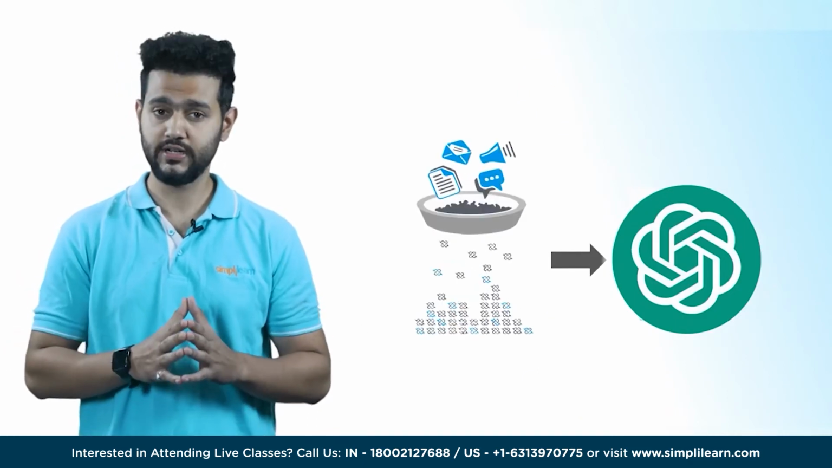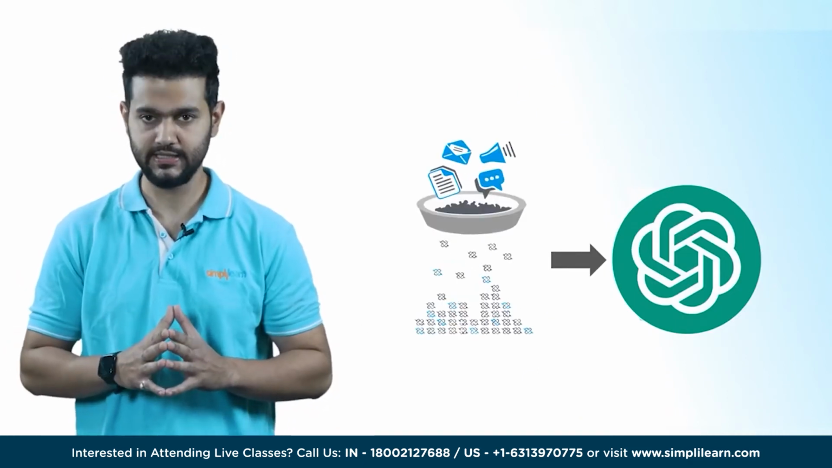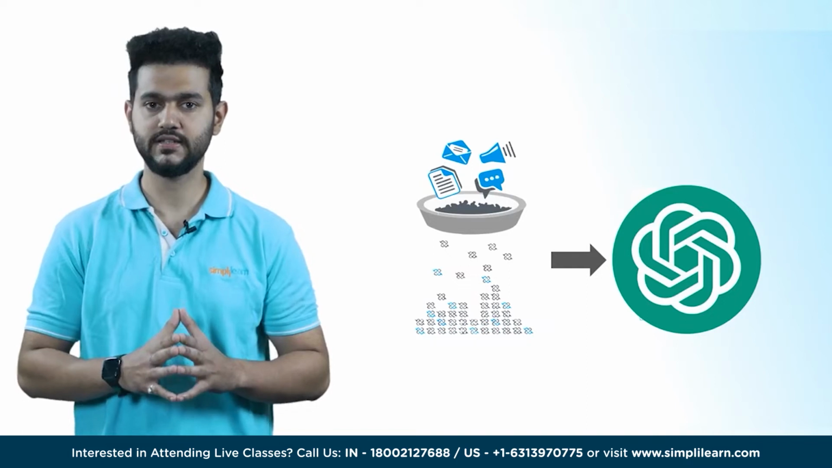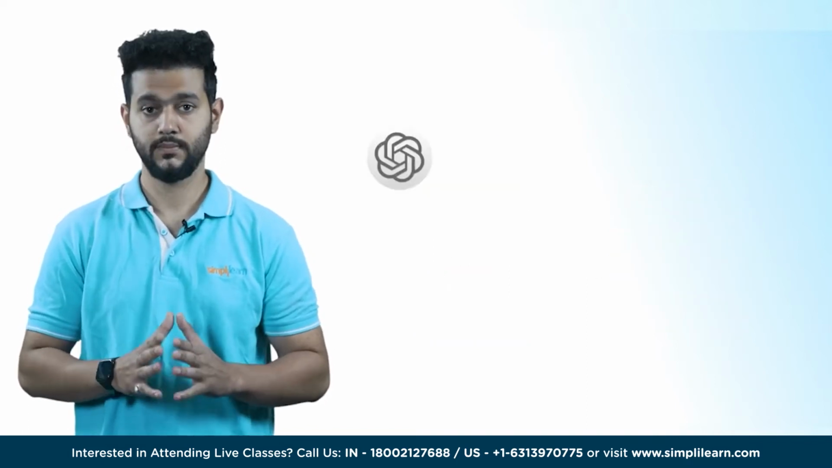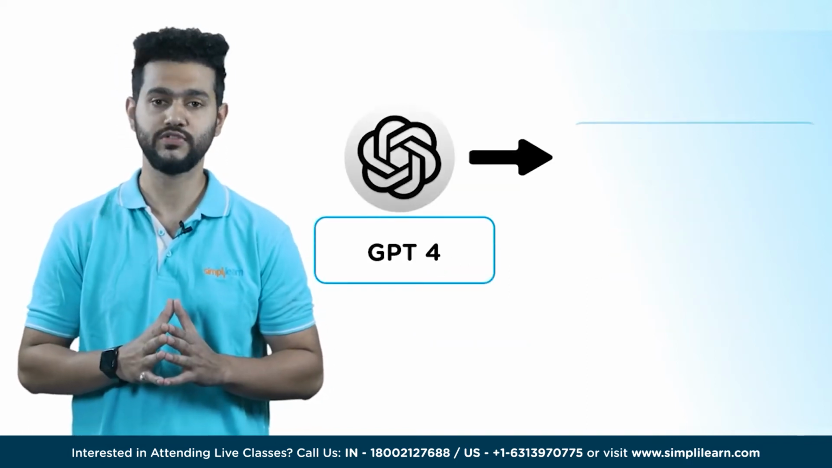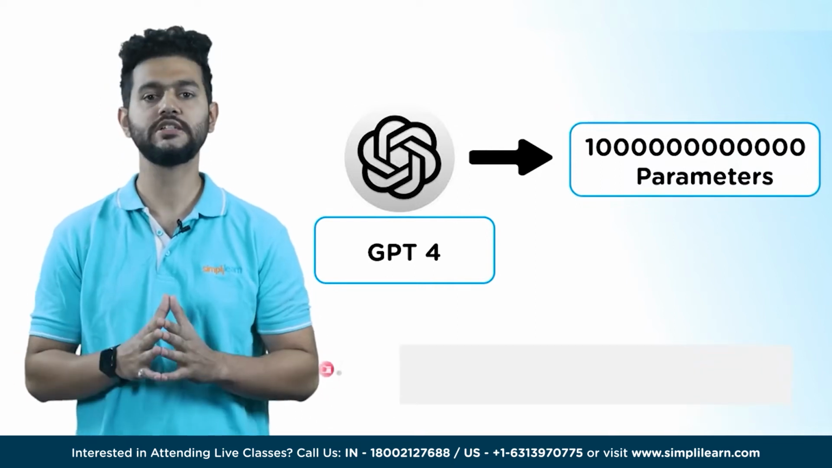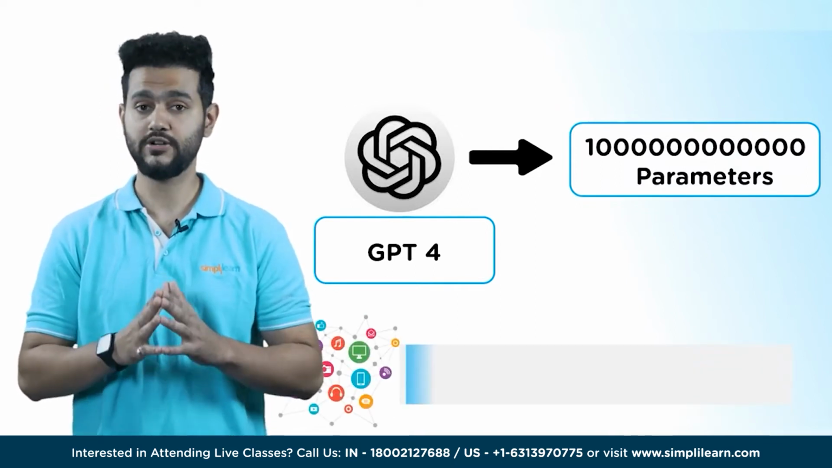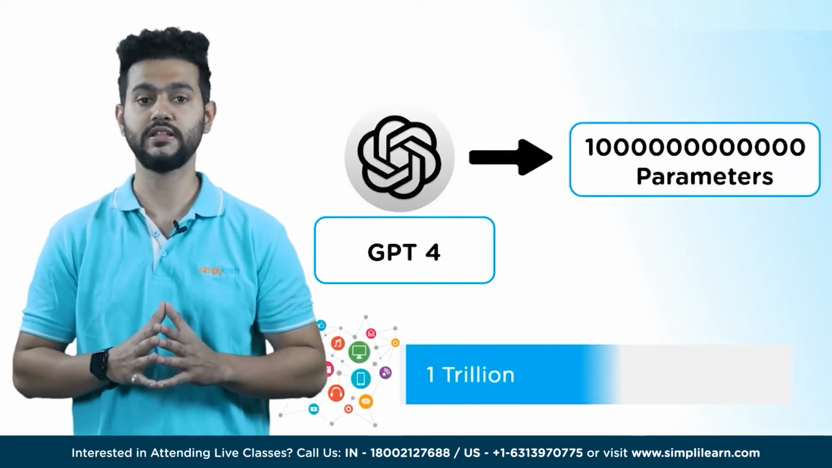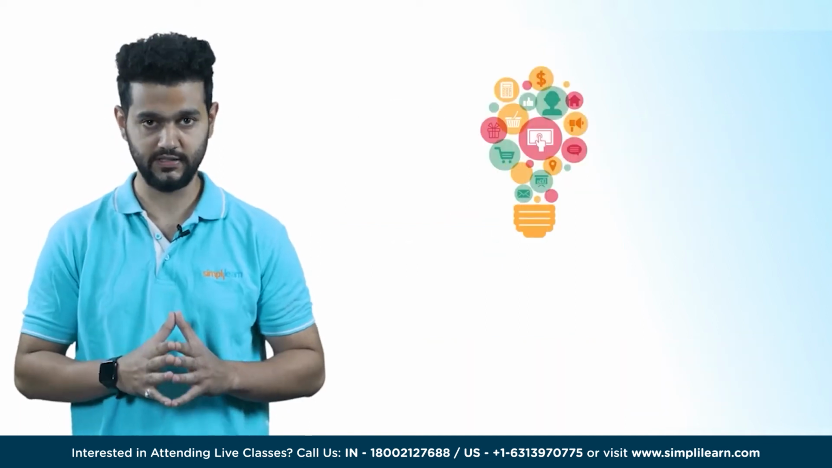It has been trained on a massive dataset of text data, making it one of the largest language models to date. But do you know, a new version of GPT is coming up. It's called GPT-4 and it will support up to 1 trillion parameters compared to 175 billion parameters of GPT-3. Now you might be wondering, what are these parameters?